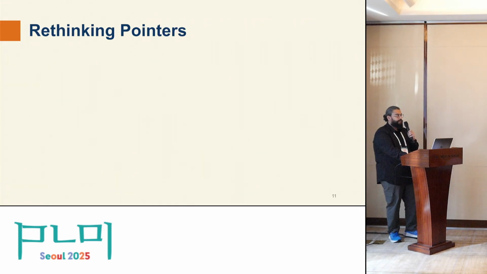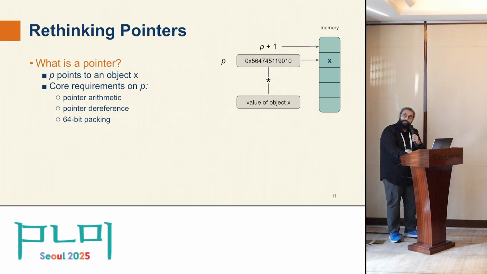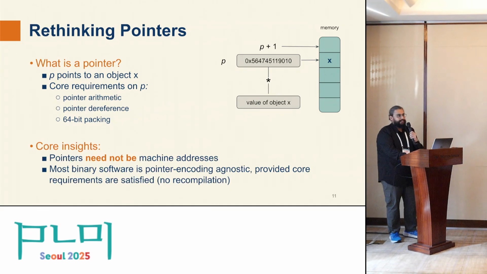To do this, we had to rethink pointers. Well, what is a pointer? A pointer is just a handle that points to an object in memory. There are a few core requirements that a pointer needs to fulfill. It should support dereference, it should support pointer arithmetic, and it should be packed in a 64-bit machine word. But the core insight is pointers need not be machine addresses. They are just one possible encoding. And most binary software works out of the box without recompilation as long as the core pointer requirements are met.